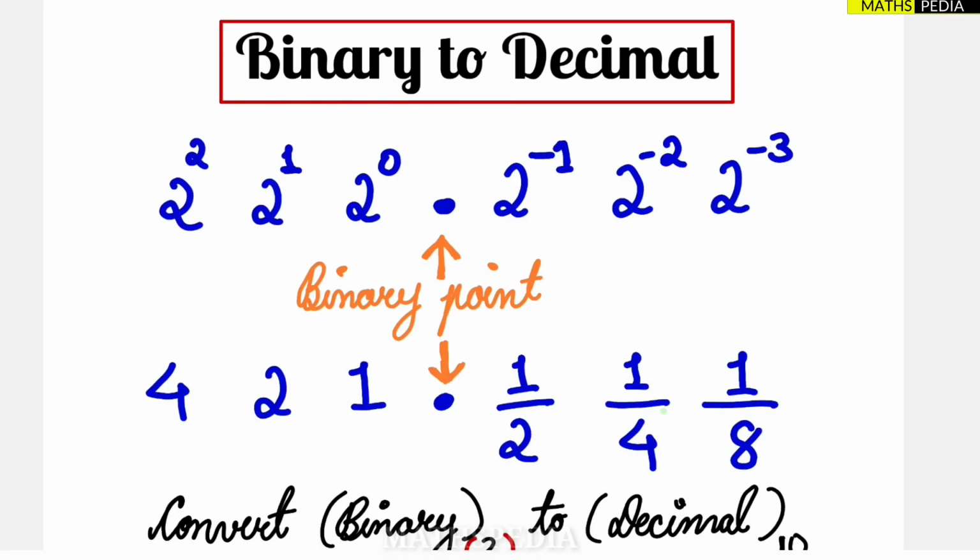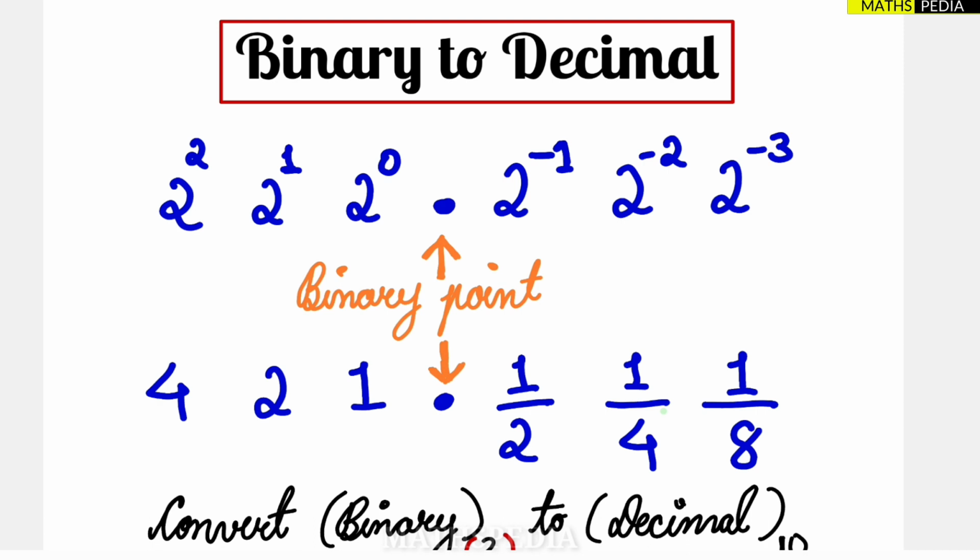So hey guys, in this video we are going to study binary to decimal conversion. So how to convert binary to decimal? Very simple concept. First of all, you have to understand that for binary, the base is 2, and for decimal, the base is 10. Base is in other words also called the radix.